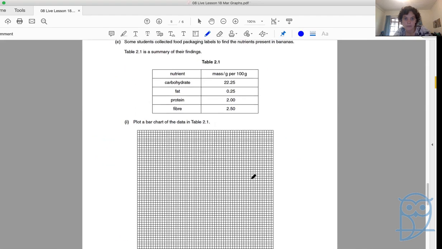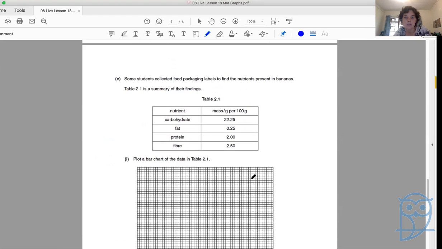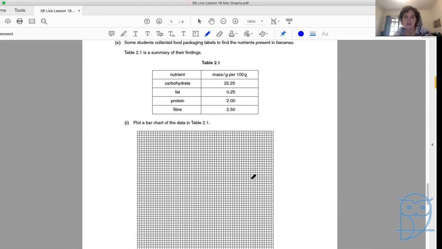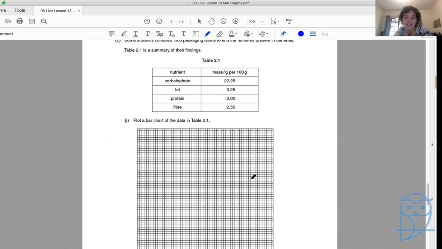Let's do this one. Some students collected food packaging labels to find the nutrients present in bananas, and table 2.1 is a summary of their findings. And there's your table. Again, you're looking at two things.